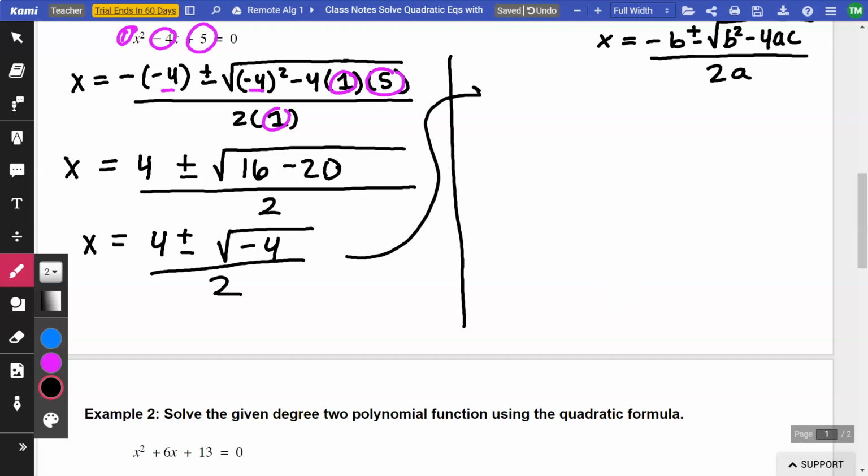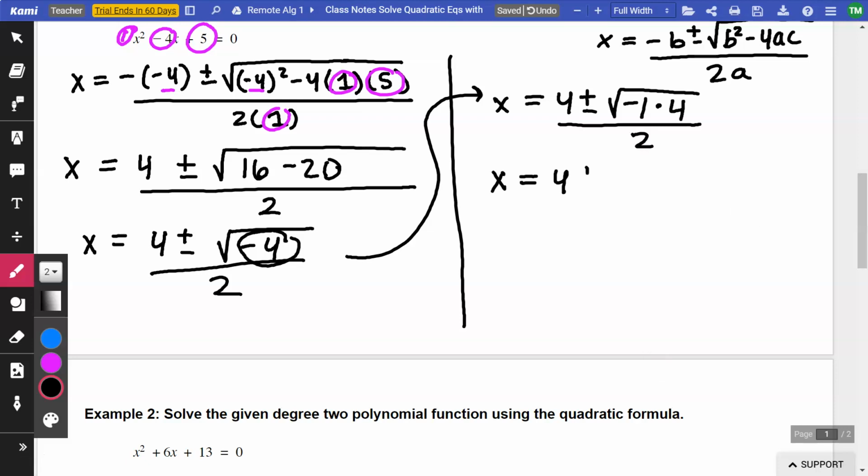I'm going to come up here. So we have x is equal to 4 plus or minus the square root of, so remember from yesterday when we simplify the square root of a negative, we want to rewrite it as -1 times that number. So -1 times 4 is the same thing as -4, all over 2. So x is equal to 4 plus or minus. Remember, we can replace -1 with i squared. And then 4 is really just 2 times 2.